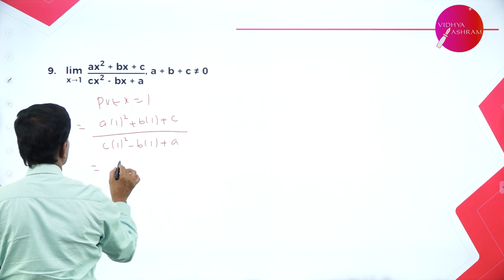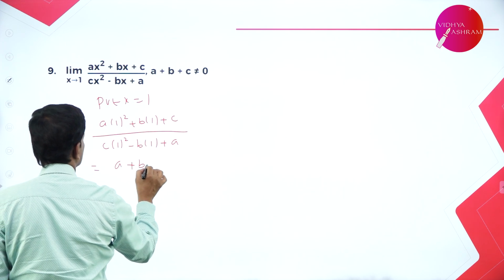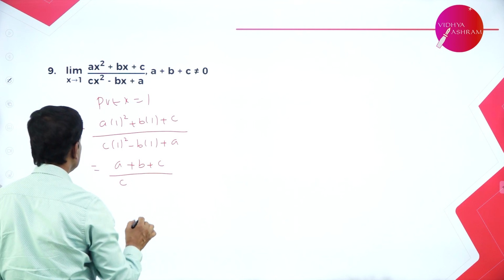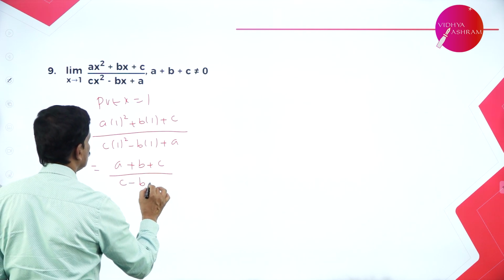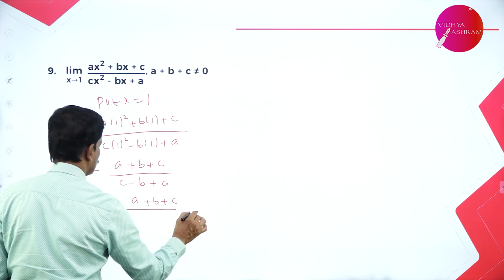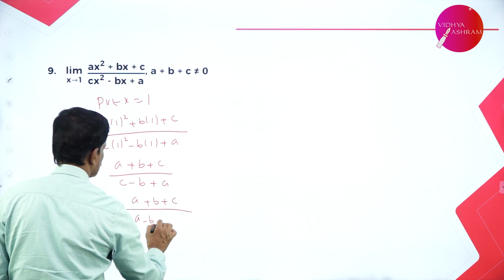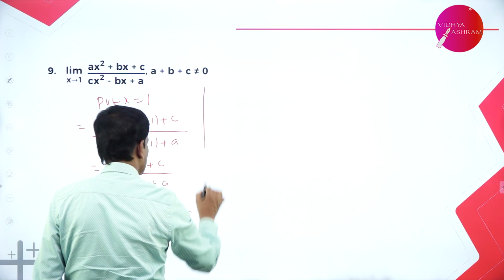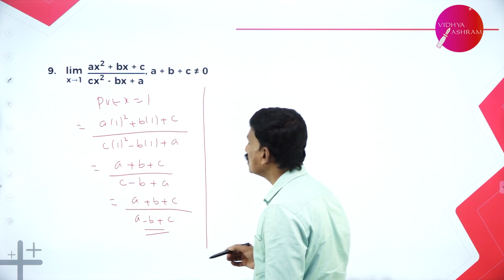So, 1 square is 1, into a is a, 1 into b is b, plus c, divided by c into 1 square is 1 into c, c, minus b into 1 is b, plus a. So, this can be written as a plus b plus c divided by a minus b plus c. This is the answer.